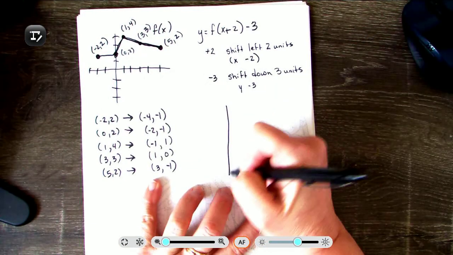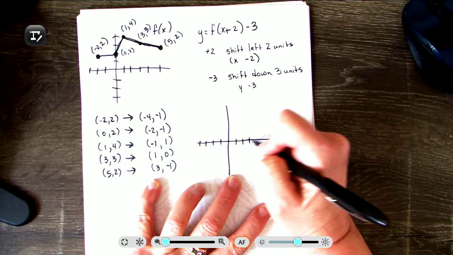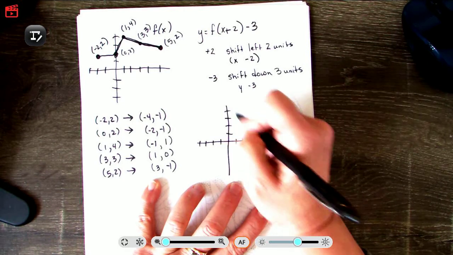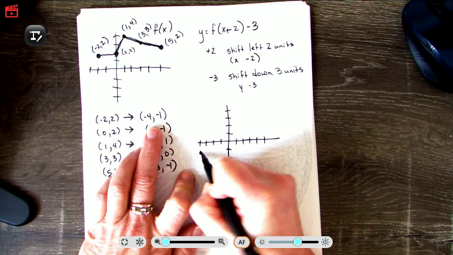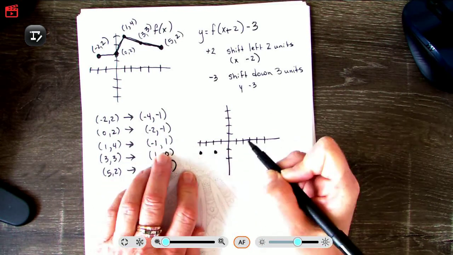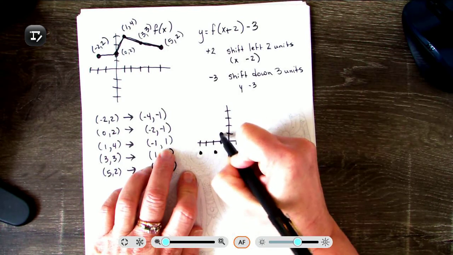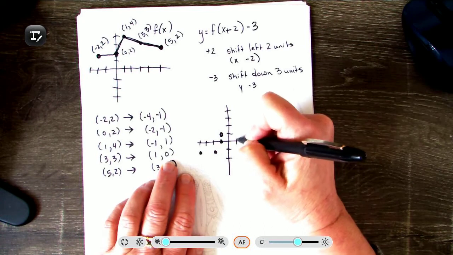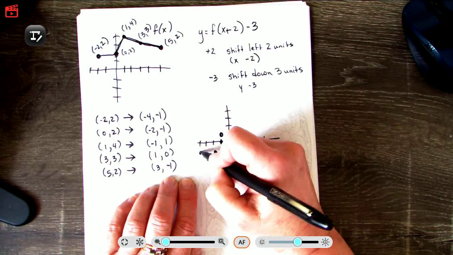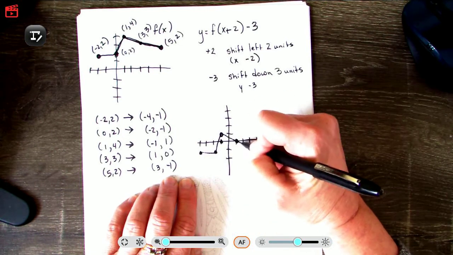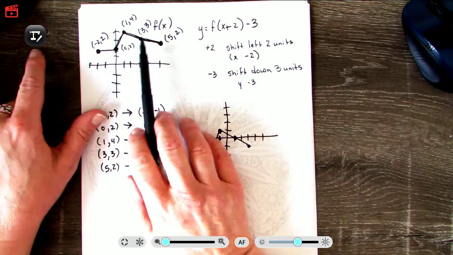And then we can plot those points, the new ones. Okay, so -4, -1, -2, -1, -1, 1, whoops, 1, sorry, missed it, and then 1, 0, and then 3, -1. There we go.